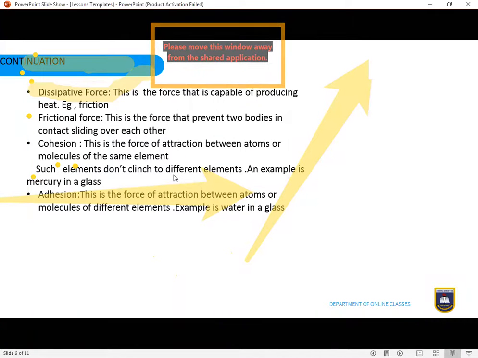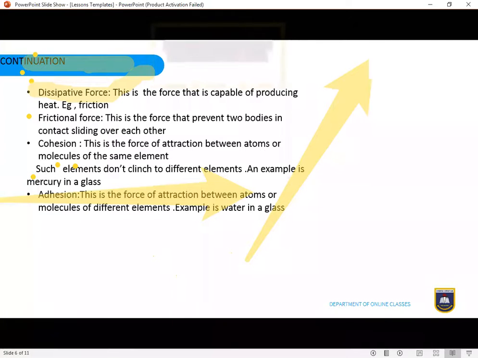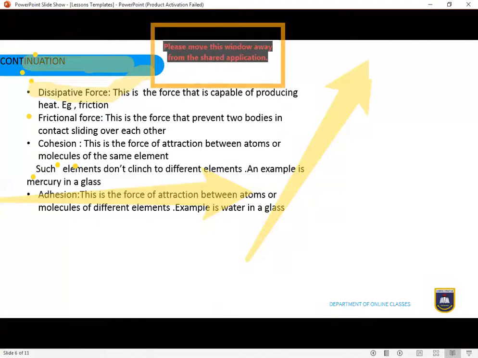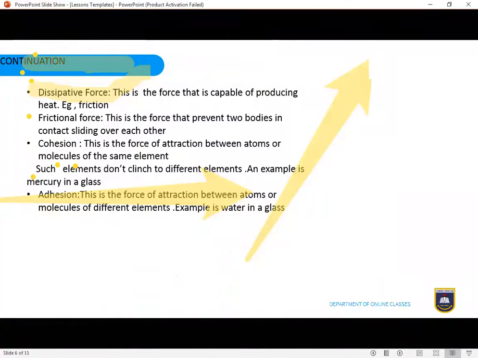Okay, we have another force called cohesion. Cohesion is a force of attraction between atoms or molecules of the same element. Is the force of attraction between atoms or molecules of what? The same element. An example is mercury in a glass.